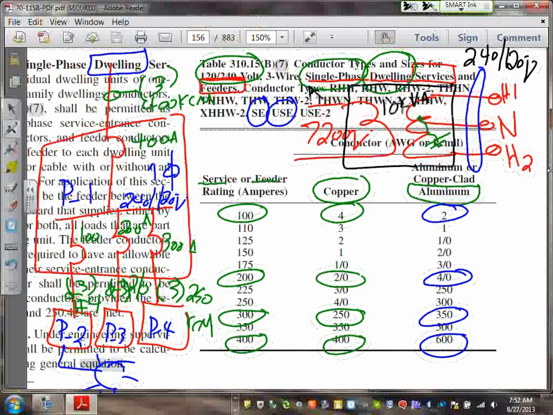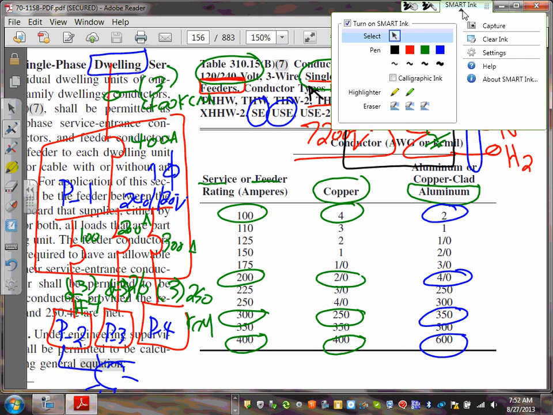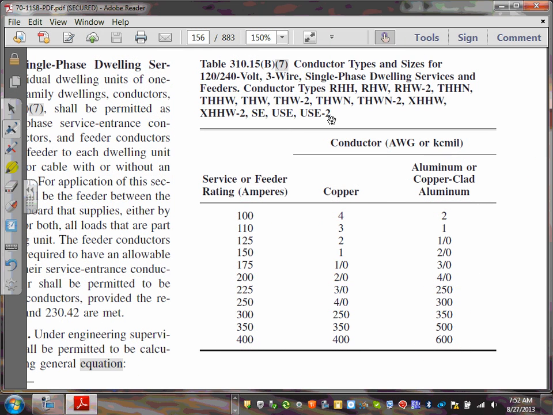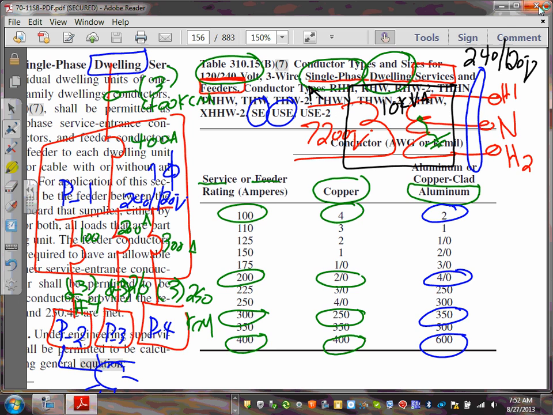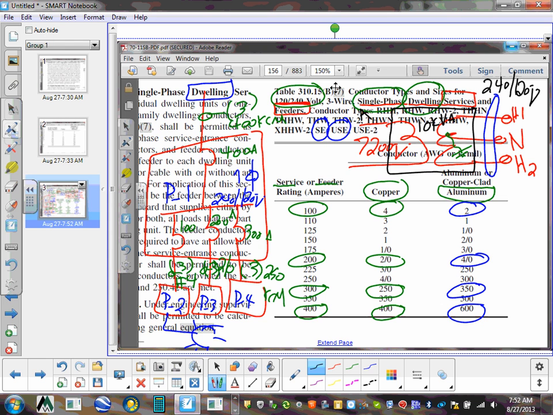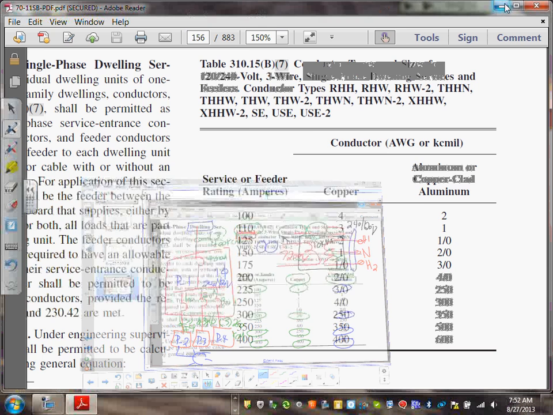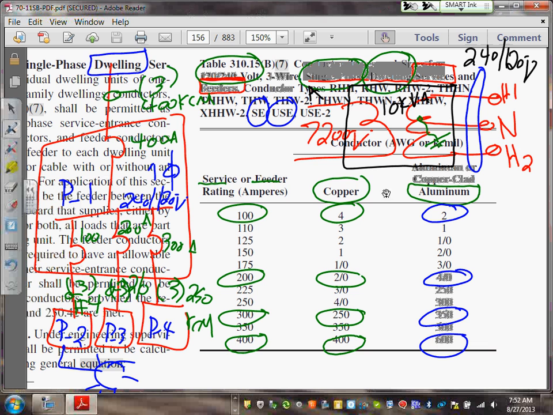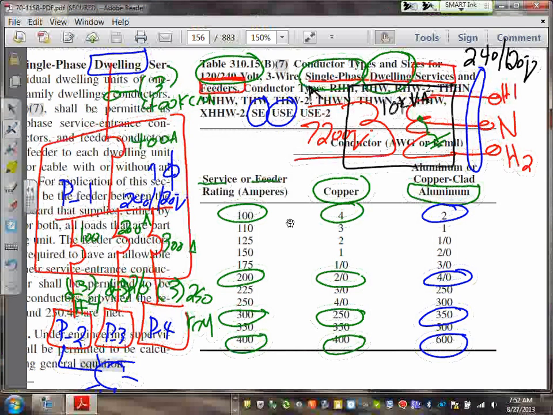Okay, let me see if I can take a snapshot of this caption. All right, I think we got it. There you go. So I'm going to PDF this one too, put it on the network, just in case. Cool? All right, so now that you guys are good, let's go to another table.